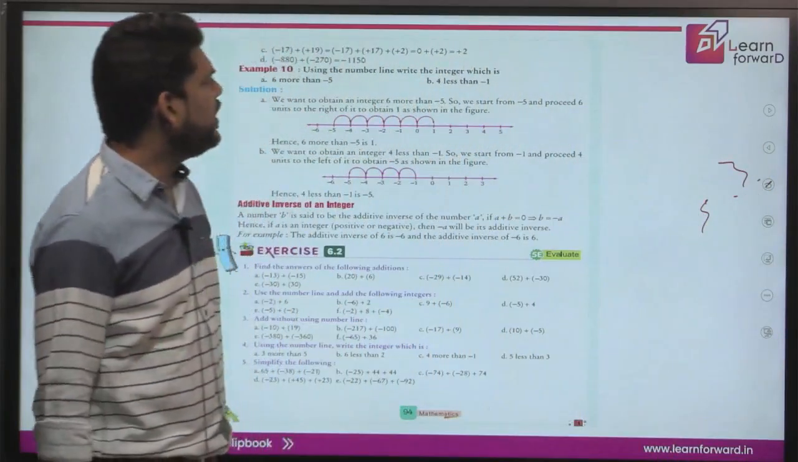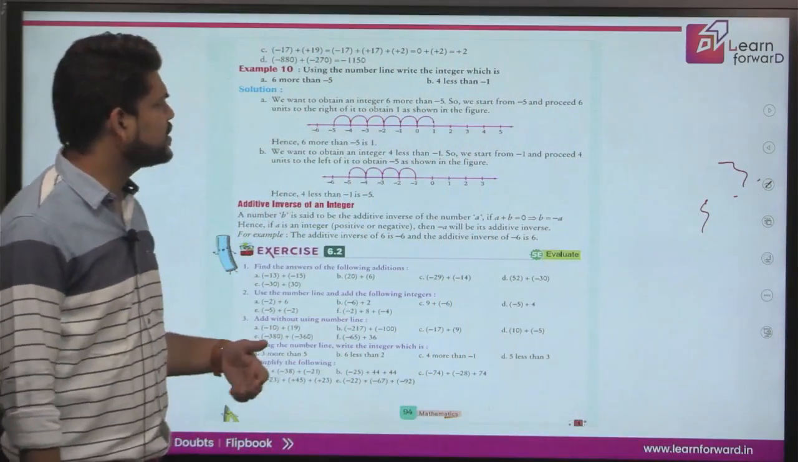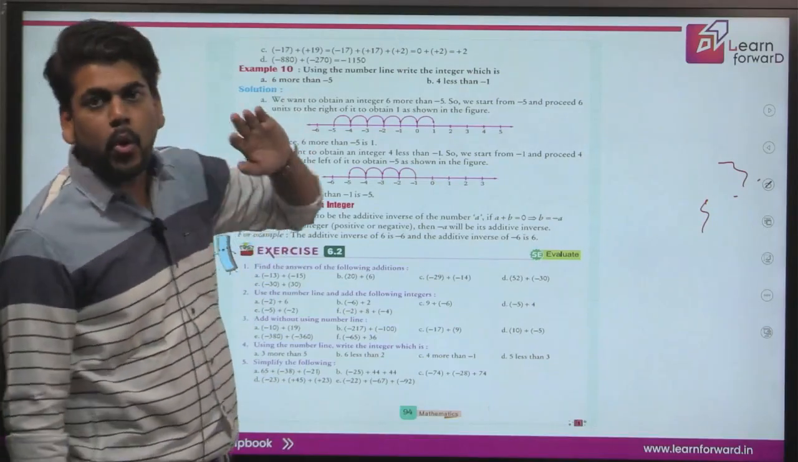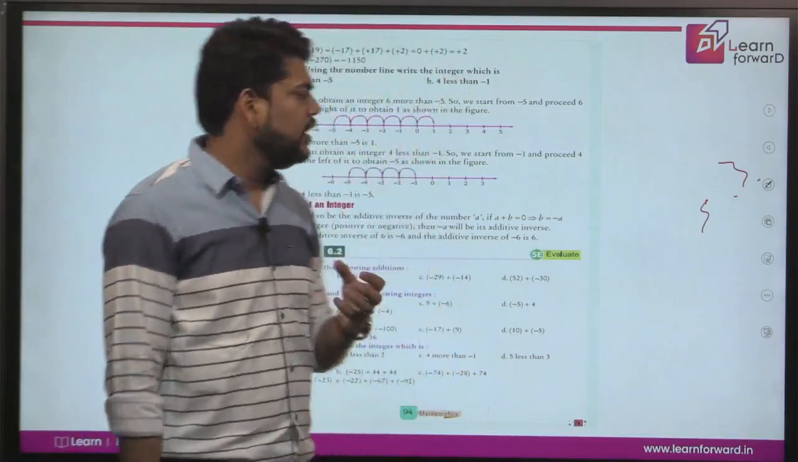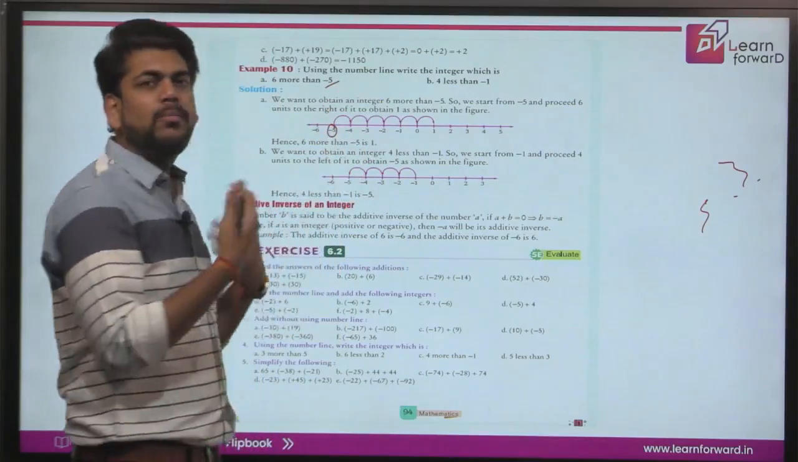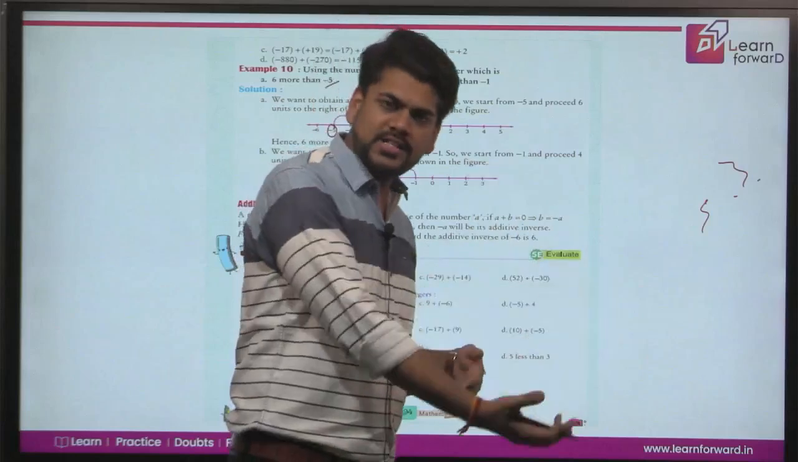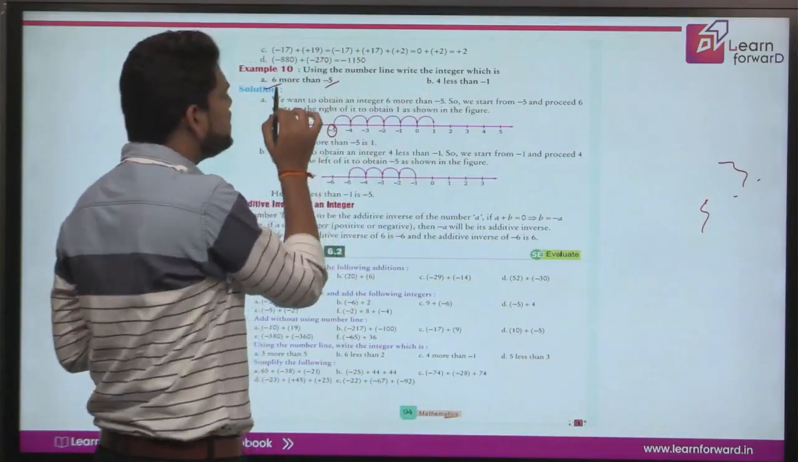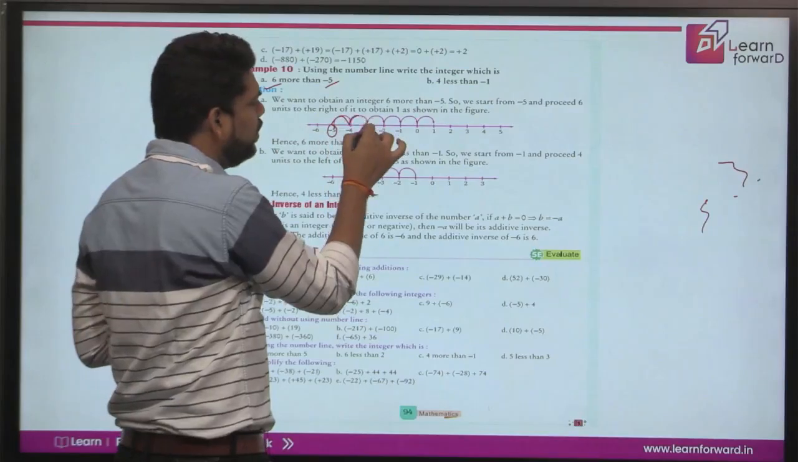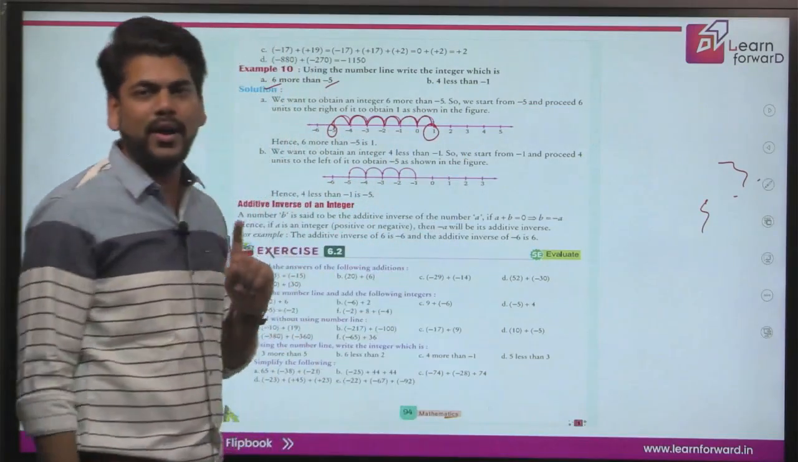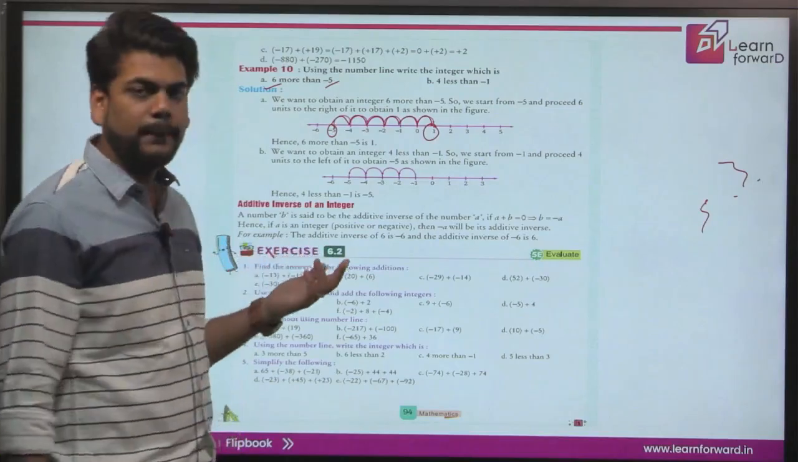Using the number line, write the integers which is 6 more than minus 5. Fine. Now 6 more than minus 5. First we are at which place? Minus 5. 6 more, that means we will need to add something. When we add something, we move toward the right side. How many times? 6 times. 1, 2, 3, 4, 5, 6. Where we have reached? 1. So the answer is 1.